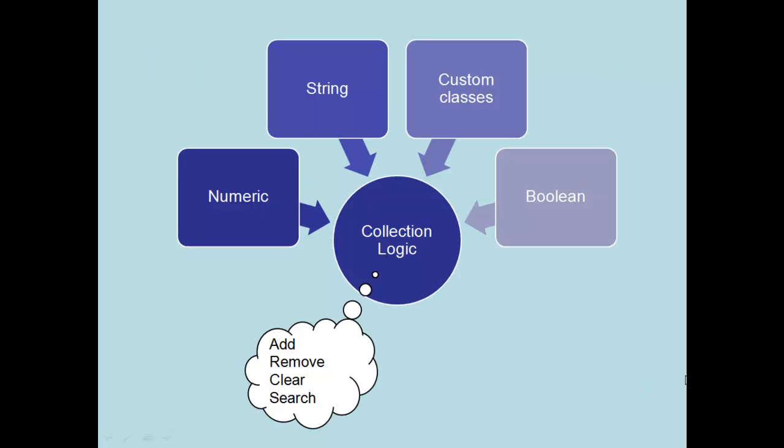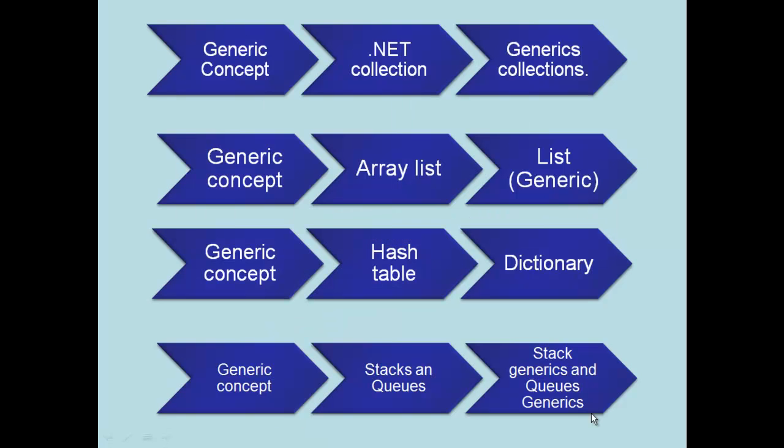Now, the next question you will ask me is, what kind of logic are we trying to separate from the data type in .NET generic collections? See, the logic is nothing but the collection itself. When we look at any collection, we expect that it should have add logic, remove logic, clear logic, search logic. So if somehow we can separate this collection logic from the data type and make it generic, that would be great. And that's where the .NET Framework has one more type of collections called generic collections. This generic collection helps us to separate the collection logic from the data type.